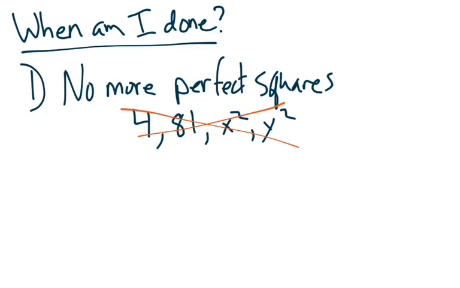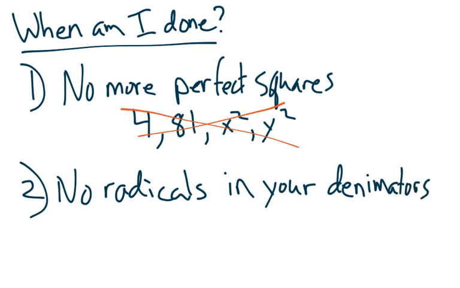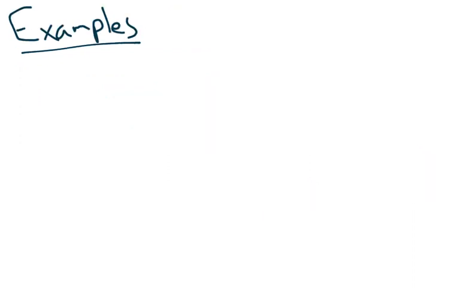The second thing is when there are no radicals in your denominator. So if you're dealing with fractions, you cannot have any radicals in the denominator. It's just not cool. All right, so that's the two criteria you need. You want to extract all the perfect squares, whether it be in numbers or variables, and you can't have any radicals in your denominators. Oh, I misspelled denominators. Denominators. There we go. Good catch. All right, so let's look at some examples of how to simplify.